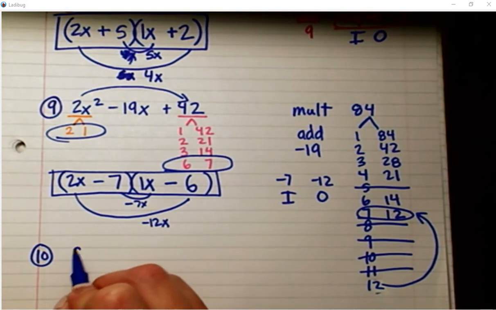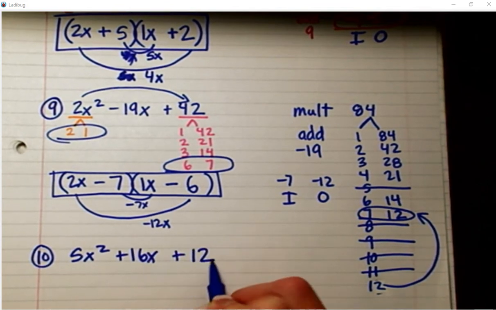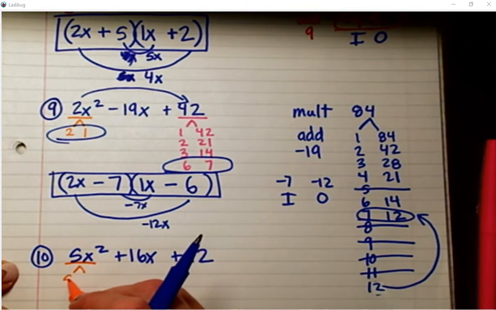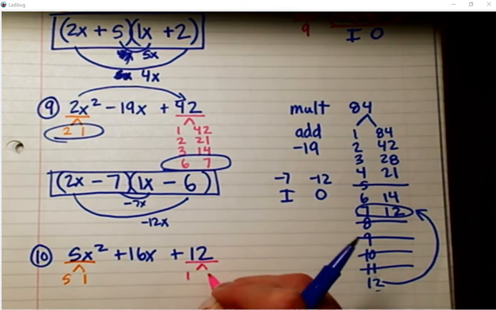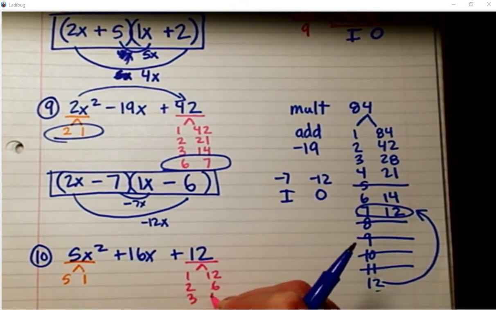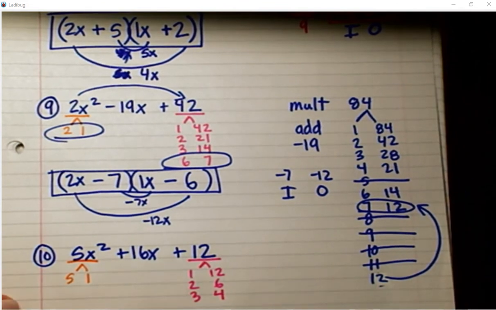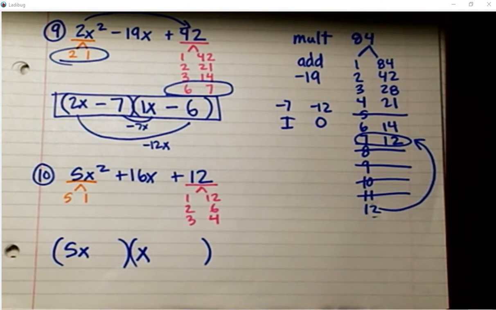Let's try this one. 5x squared plus 16x plus 12. All right, so we've got first, 5 times 1. We've got last, which is 1 times 12, or 2 times 6, or 3 times 4. And I just put my parentheses down, and I give it a try. If you need more information from here, then you can start looking at what the inner and outer are supposed to be.